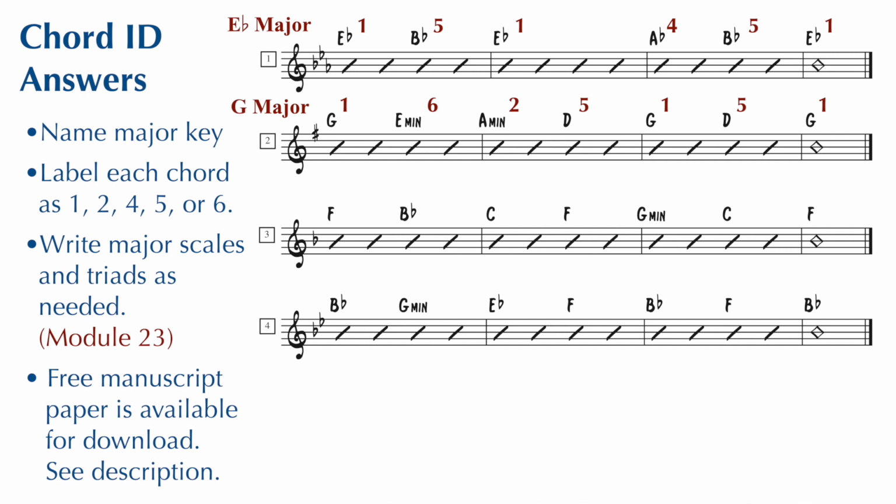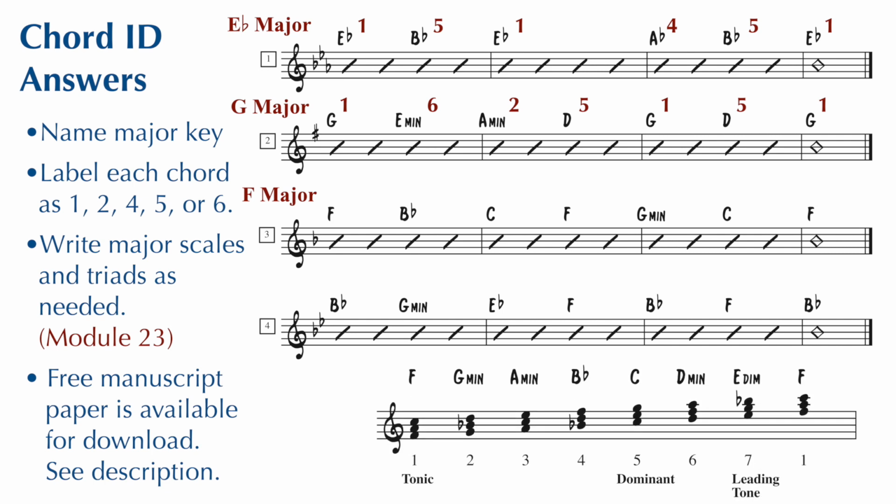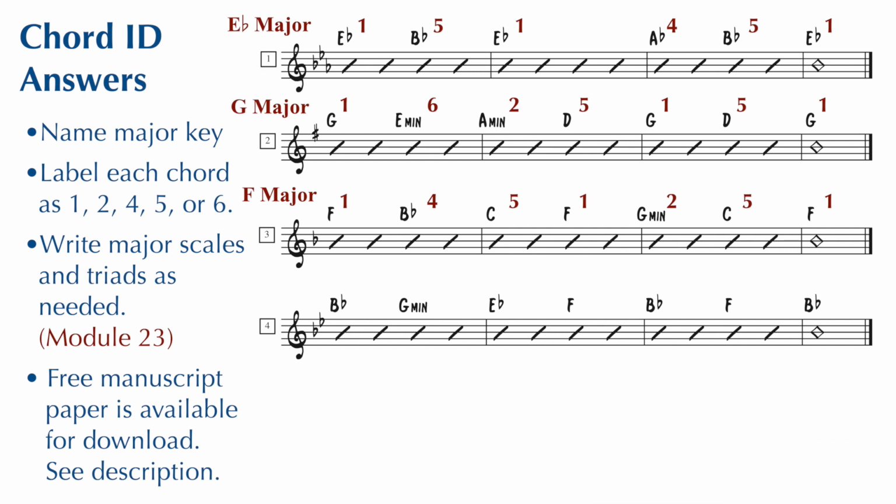Number 3 has 1 flat in the key signature, so we are in the key of F major. Write out the F major scale and its triads for reference. Of course, the F major is the 1 chord. B flat major is your 4 chord. C major is your 5, or dominant chord. Back to F, so that's your 1. G minor is your 2 chord, and there's your C again, that's your 5 chord, and your F, there's your 1 chord again.